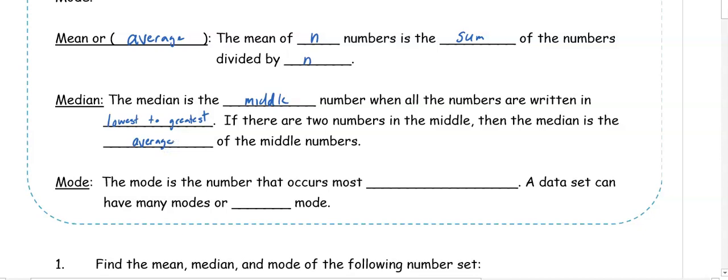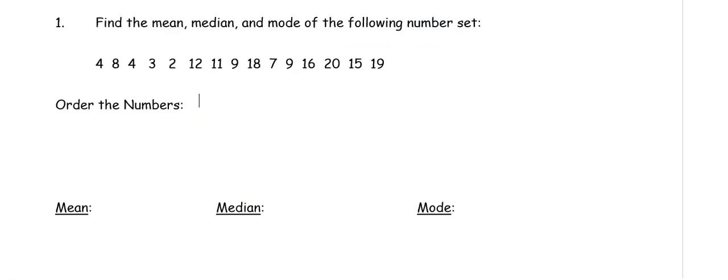The mode then is the number that occurs most frequently. In a data set, you can have a lot of modes or you could have no mode. It just depends on your data set. In number one, we want to find the mean, median, mode of the number set. So before we do it, I want to order the numbers from least to greatest. So I'm going to pause this video and order it in least to greatest.